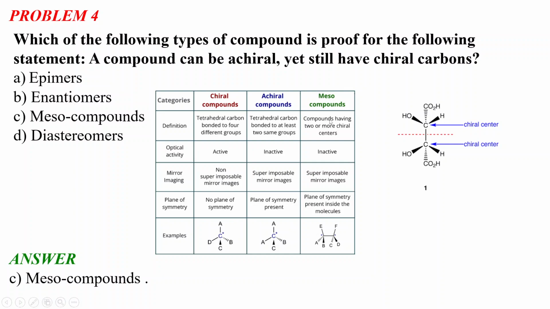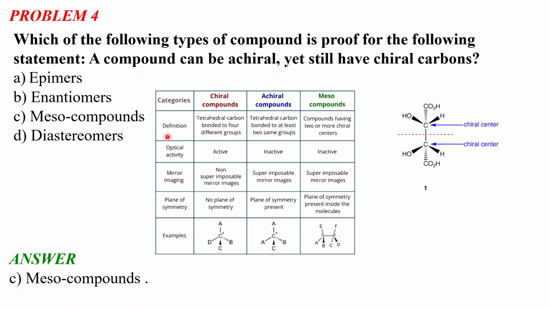Okay, so as you can see, this is a very good example. There is a chiral center here, and there is a chiral center here. So these two carbons are chiral, because these carbons are bonded with four different groups. But you can see there is a mirror plane in between this molecule. Since there is a mirror plane in between, this molecule will be achiral. So these are the different molecules. This molecule is chiral, achiral and meso.